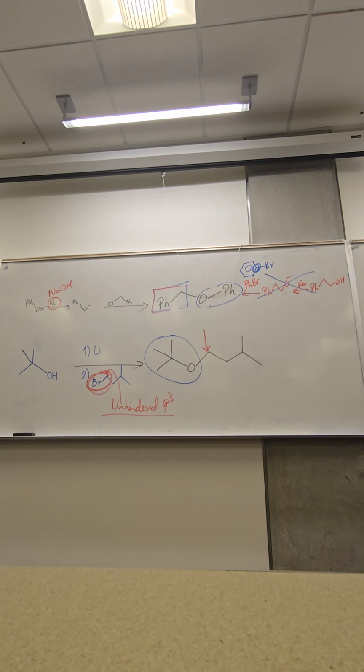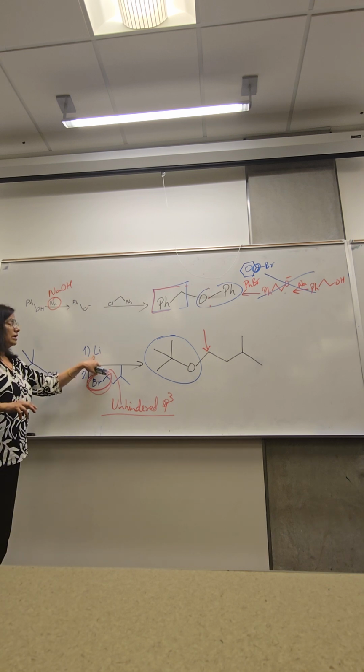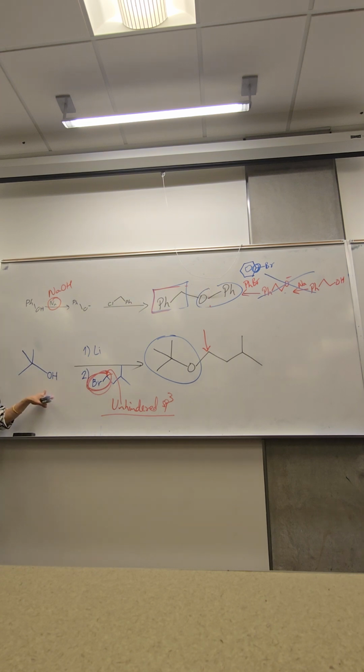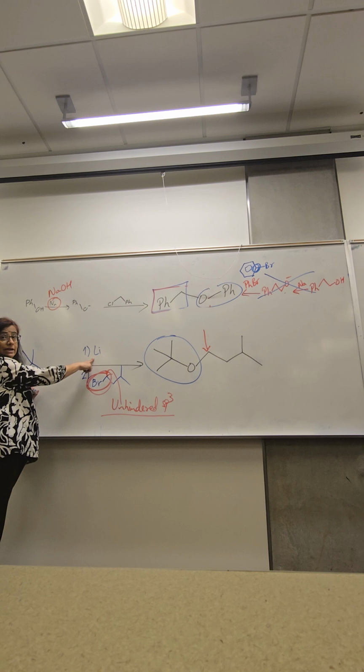So you have to make sure that your substrate is unhindered sp3 hybridized. The rest comes from the alcohol. Everybody okay? The OH, isn't that an alcohol? I thought it was the alkoxide. Isn't that what's going to be created first?